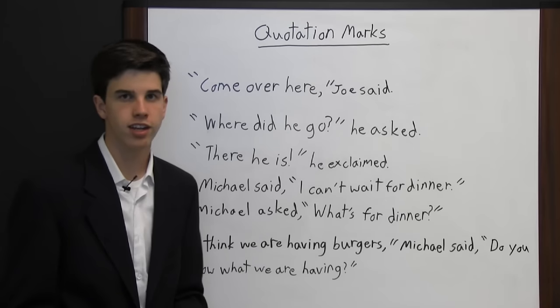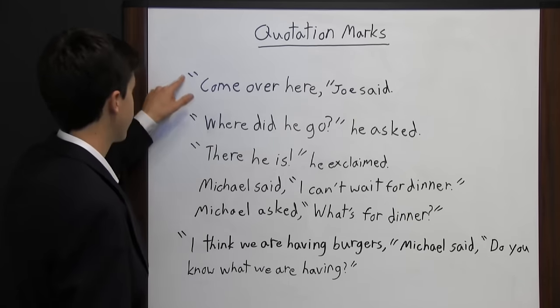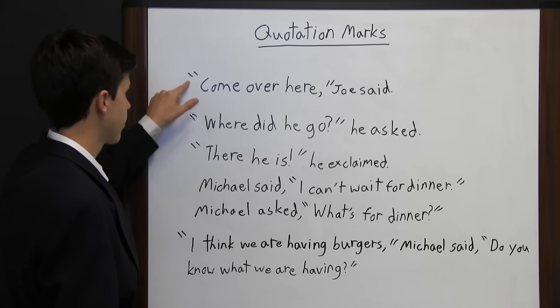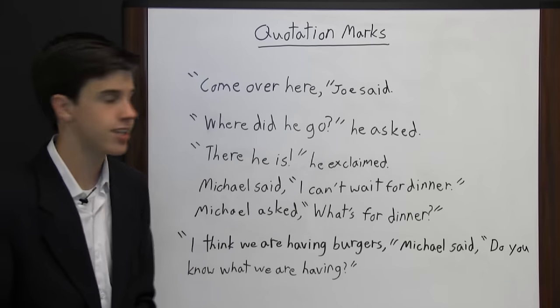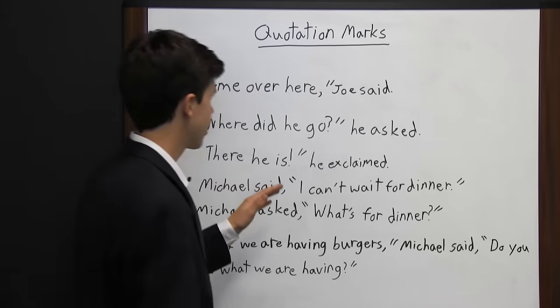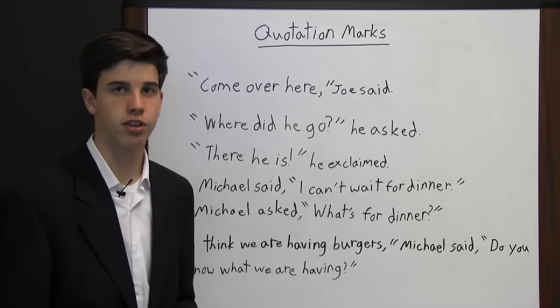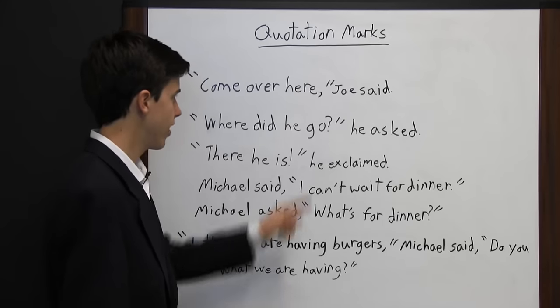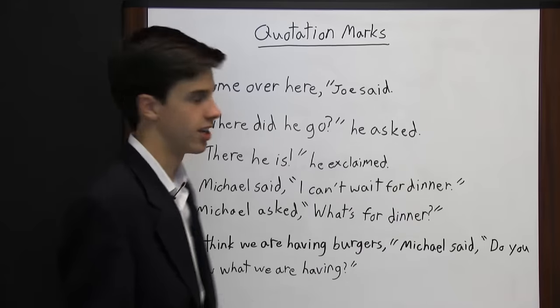So notice a few things about a sentence that has a quote in it. First, you open up the sentence with quotation marks. Then you capitalize the first letter of the first word inside the quotation marks. And then if you have a sentence that is declarative or imperative, any sentence that would end with a period if it was on its own, you end that sentence with a comma, then you have quotation marks, and then you say the rest of the sentence.